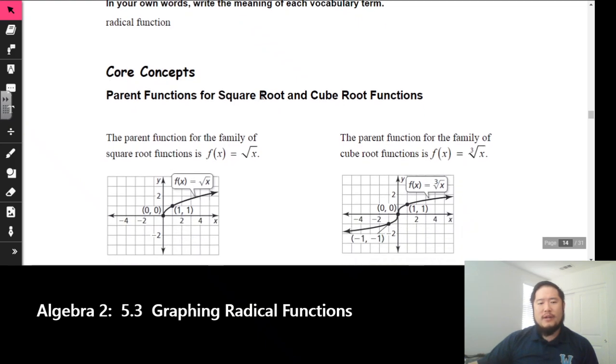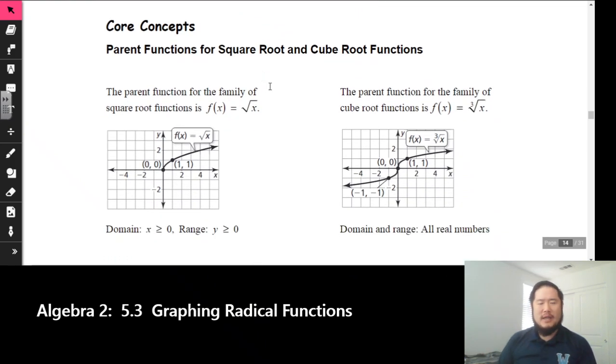We have two different functions that we'll look at more specifically today, the parent functions for a square root and a cube root. A square root function pretty much looks something like this. There is a starting point for the parent function.